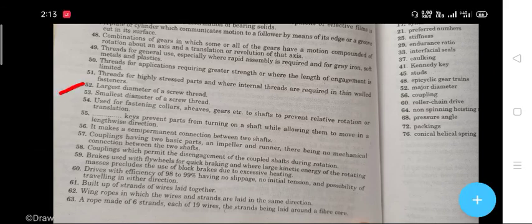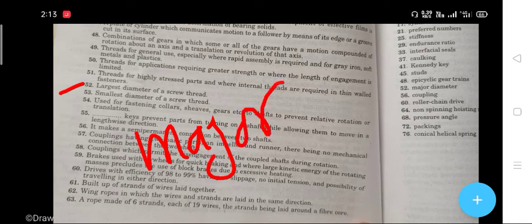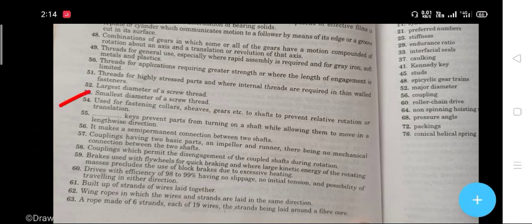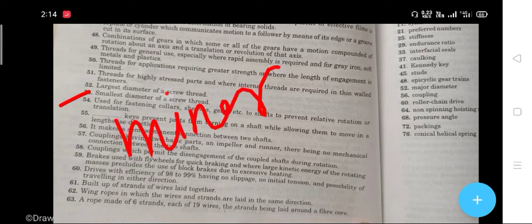Largest diameter of screw thread is major diameter. Next question, question number 53. Smallest diameter of screw thread is minor diameter.